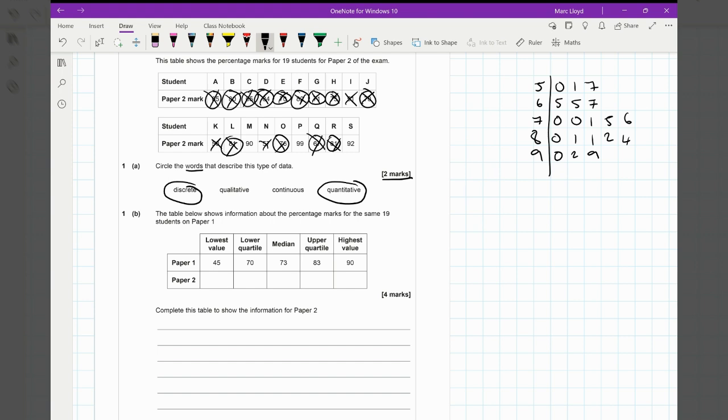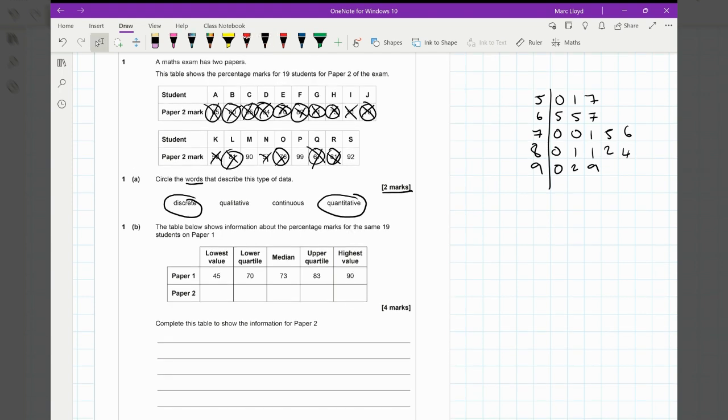Not that these people actually exist. Finally, just to check over, we've got 19 students. 1, 2, 3, 4, 5, 6, 7, 8, 9, 10, 11, 12, 13, 14, 15, 16, 17, 18, 19 of them. Brilliant. Right, my lowest value, 50. So that's made it really easy. The highest value, 99.